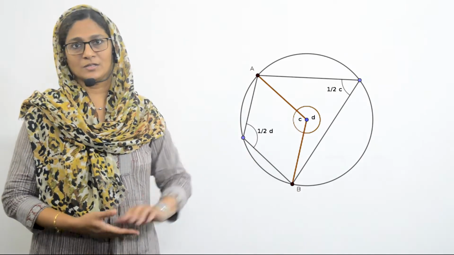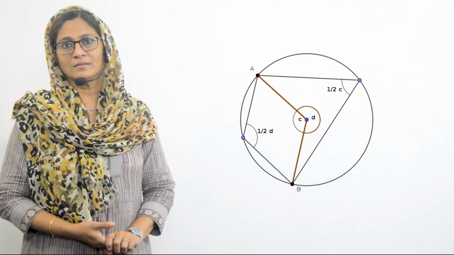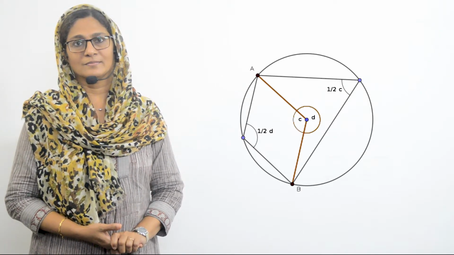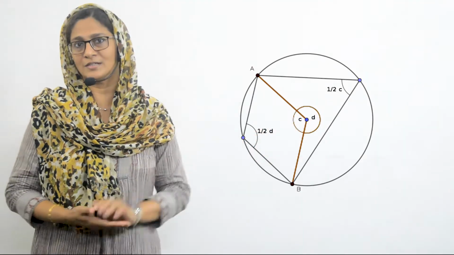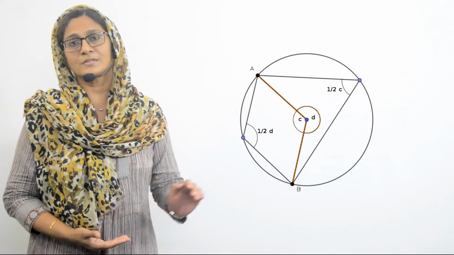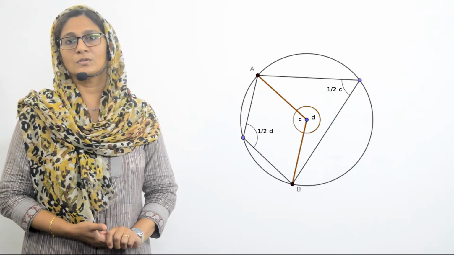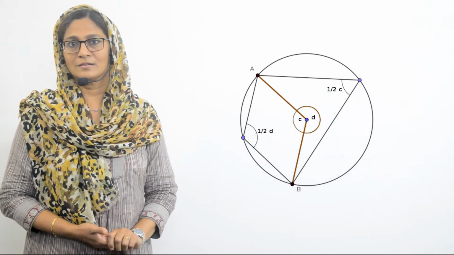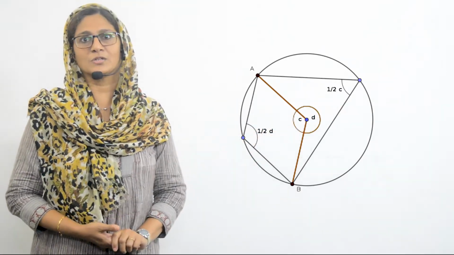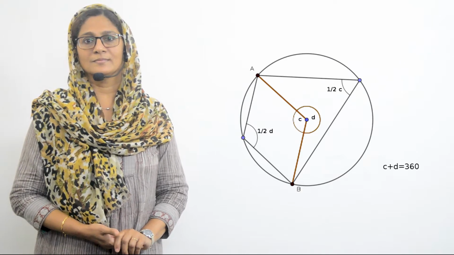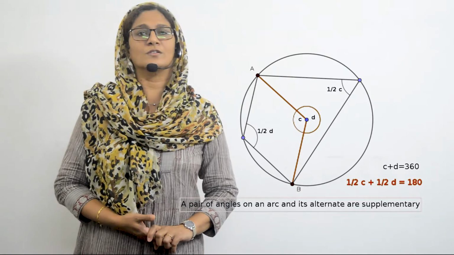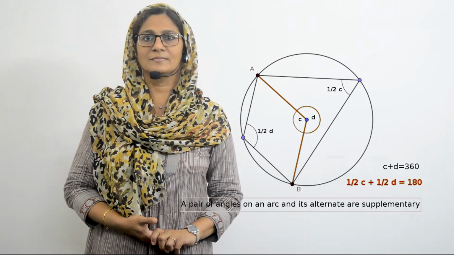By looking at the center, C and D together make 360 degrees. Well then, half C and half D will be half of 360 degrees. Half C plus half D is equal to 180 degrees. So these two angles, half C and half D, are supplementary. Thus we can conclude that a pair of angles on an arc and its alternate arc are supplementary.